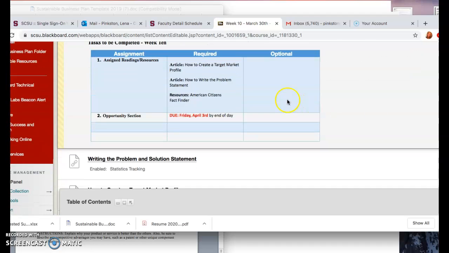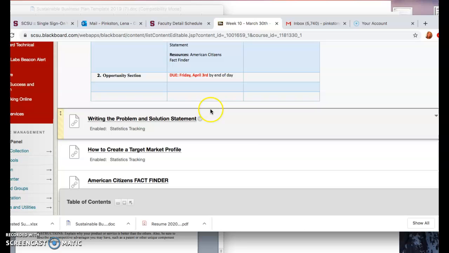And that's it. So you have two articles this week, and you have a resource website, which is American Fact Finder. So when you're looking up information on your target market, you can use that website to find real data. Okay.